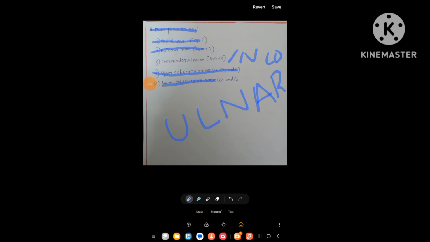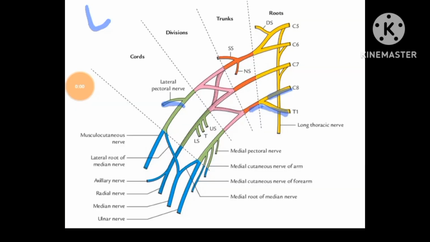Now we can correlate this with the picture and study the root value. From the root there are two branches. The dorsal scapular branch has a root value of C5 since it is coming from the C5 root. And there is the long thoracic nerve, which has a root value of C5, C6 and C7.